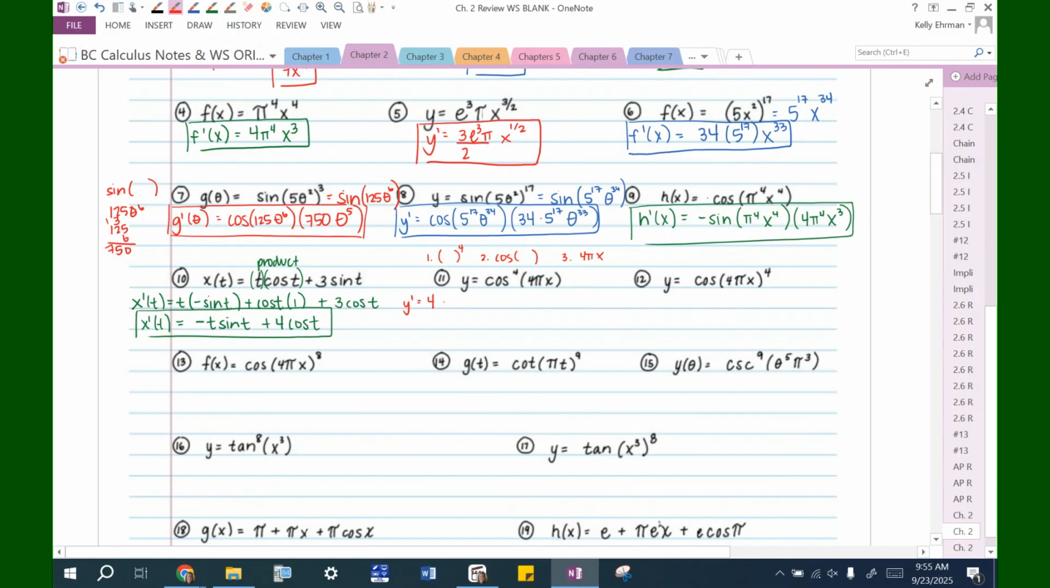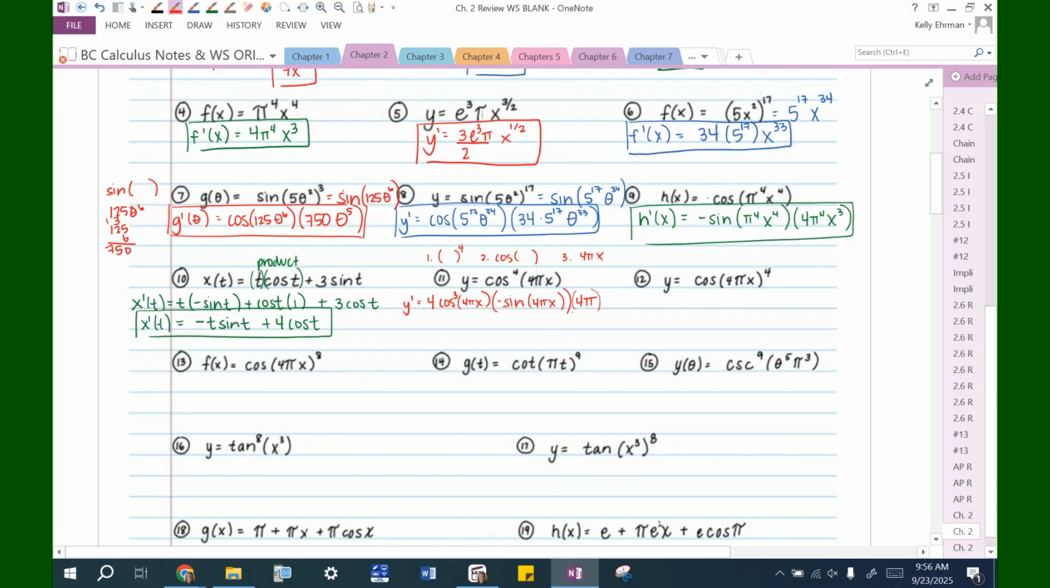So it'll be 4 cosine of all this. Cosine to the third power. So 4 cosine cubed of all that. Multiply that by the derivative of cosine, which is negative sine, still of u, 4 pi x. Multiply that by u prime. Derivative of 4 pi x is just 4 pi.